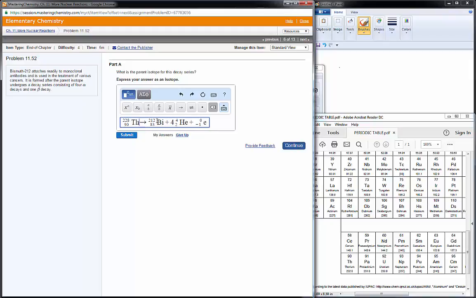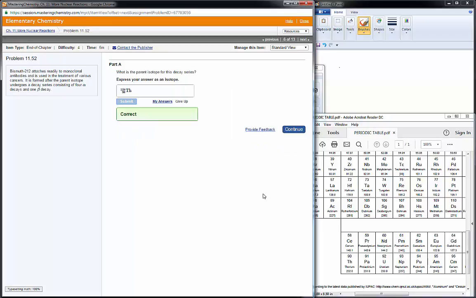Now, they don't want the whole equation. They just want to know what the parent isotope was. I just wrote out the whole equation so you could see how we got there. But they said, when the parent isotope decays, this is what you get out of it. So when I was able to construct the rest of this, it was easy to calculate that thorium is what they wanted.